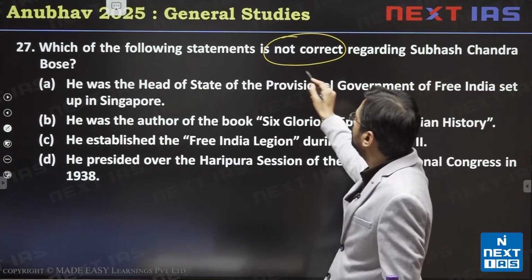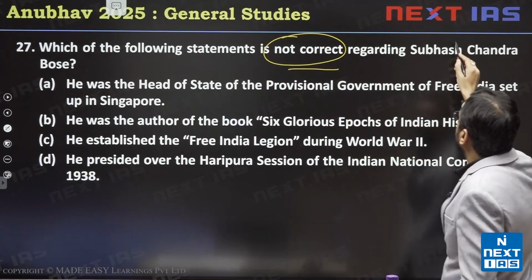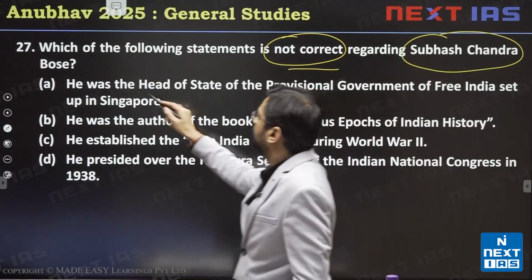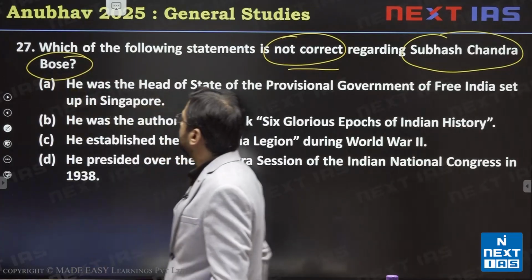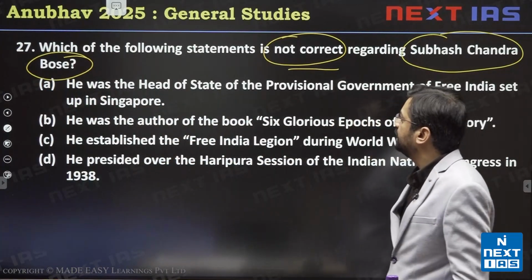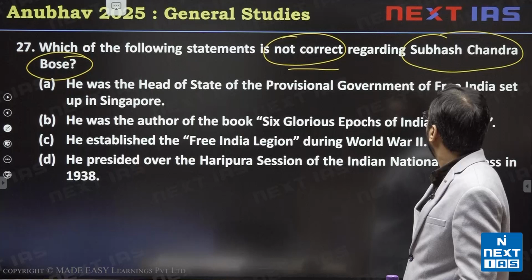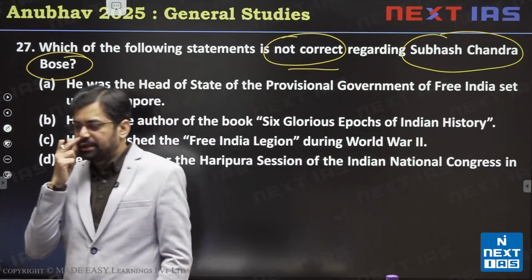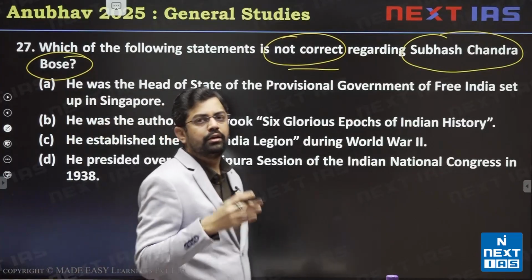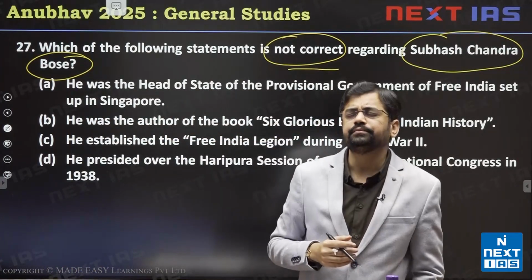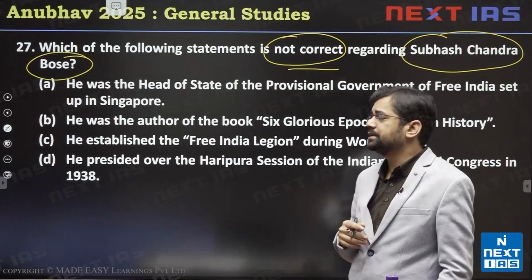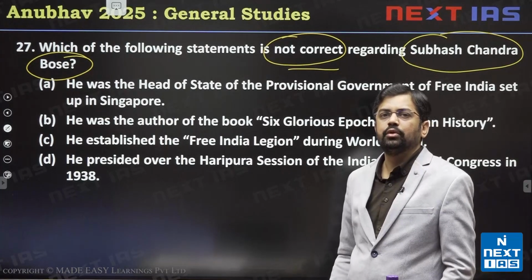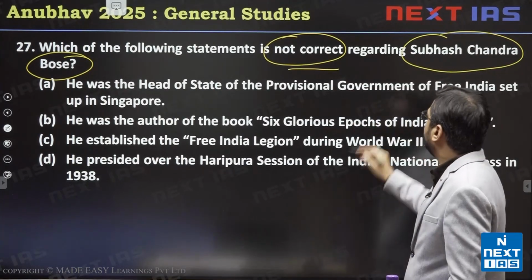So it is always good to underline 'not correct'. Regarding Subhash Chandra Bose, a very famous personality: the first statement says he was the head of state of the Provisional Government of Free India set up in Singapore. After meeting the Prime Minister in Japan, in the backdrop of World War II, he came to Singapore to form the provisional government, and he was going to head it.